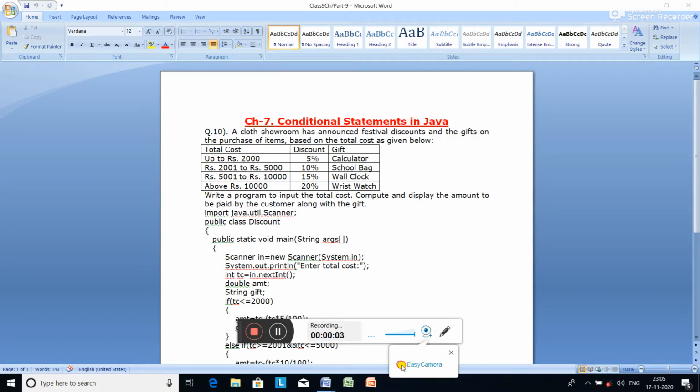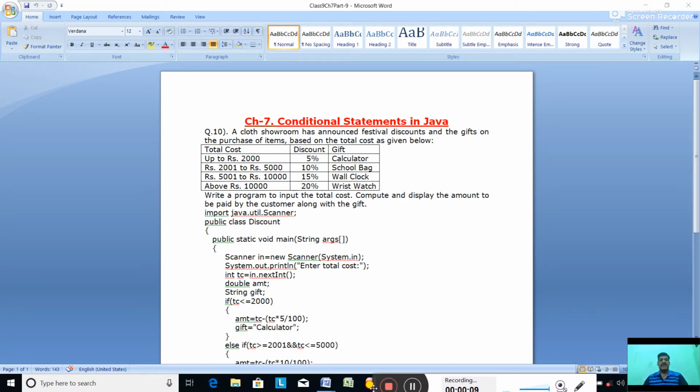Hello class 9. Now we are going to discuss the programming question number 10 of chapter 7. Now what is question number 10?